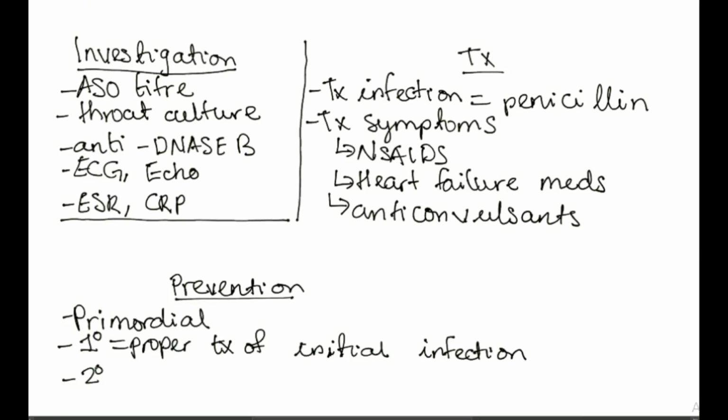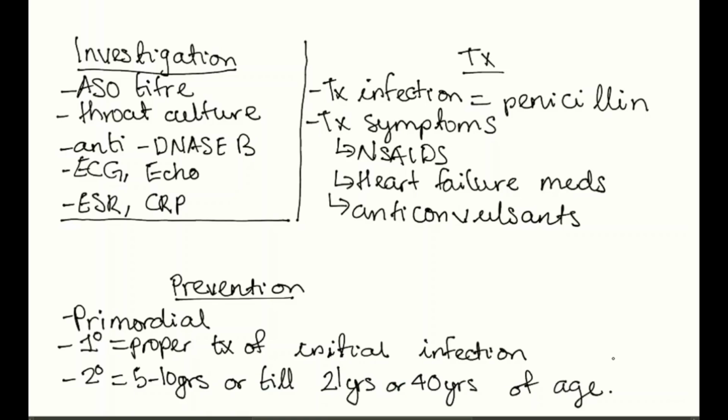Secondary prevention is done to prevent subsequent attacks of acute rheumatic fever. This is done using penicillin as well, and penicillin is usually given for 5 to 10 years or till the patient is 21 or 40 years of age.